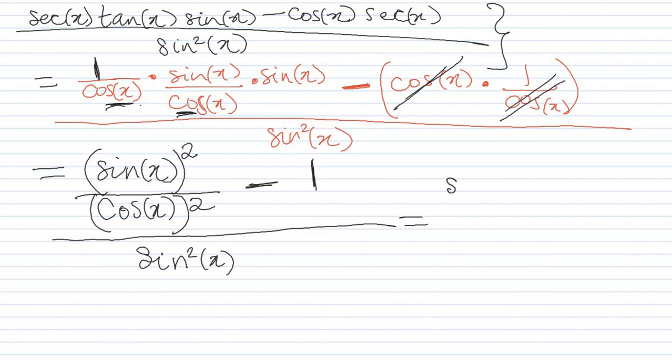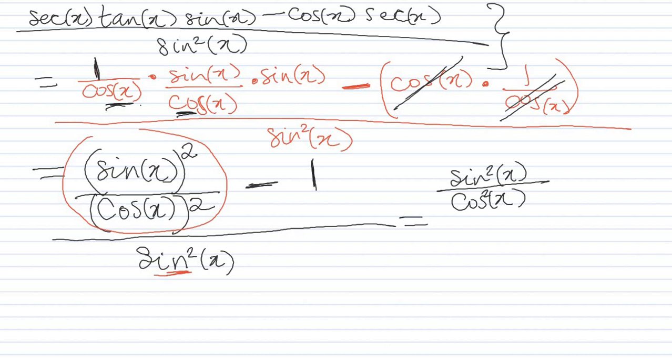So we end up with sine squared x divided by cosine squared x. We have this information here, and we're going to divide it by sine squared x, since we're trying to split the fraction, minus 1 divided by sine squared x. So we can go ahead: sine squared x divided by cosine squared x.